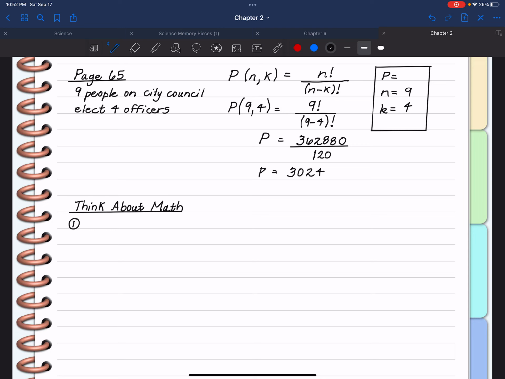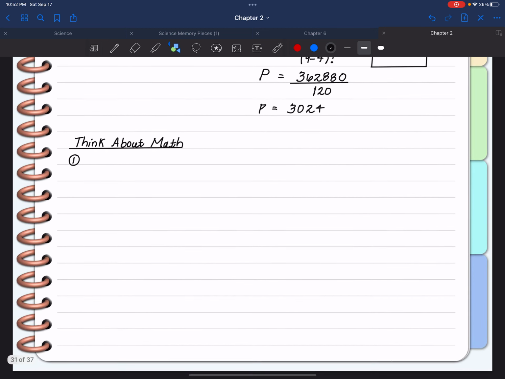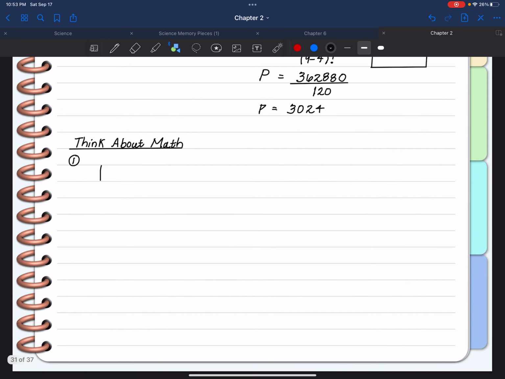Let's think about math on page 65. How many ways can 5 different positions be filled by 10 applicants? Okay, this is a permutation. So let me draw a little bit bigger variable box. I'm going to add a little bit of information here. So we have P, little n, and little k.